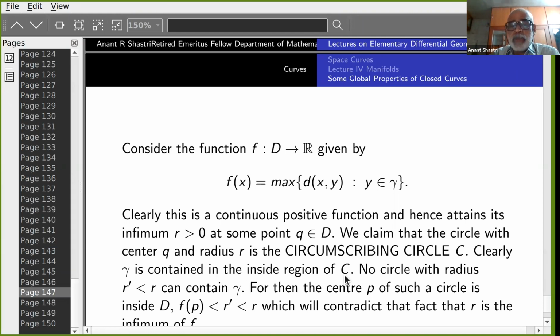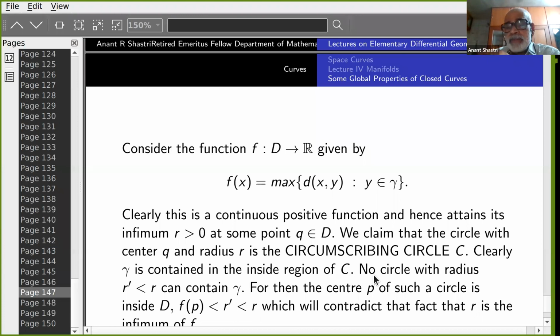Why? What is the meaning of gamma being contained inside C? The distance from Q to Y should be less than or equal to R. What is R? R is the supremum of all these. It's the infimum of the supremum, but for each of them, it is the supremum. So this is the maximum distance. All the distances d(Q,Y), where Y is in gamma, are less than or equal to R. In any case, they are inside C. So this is easy to see.